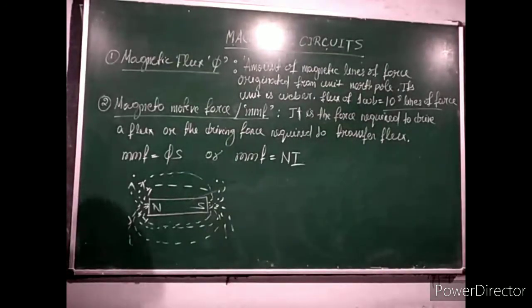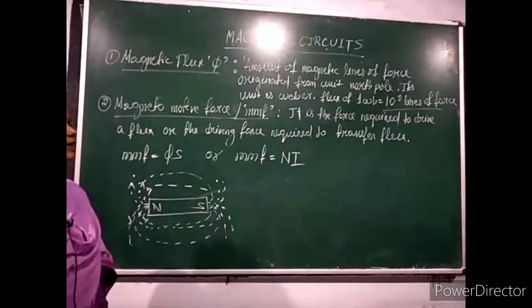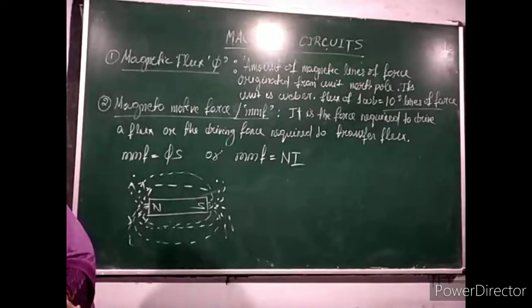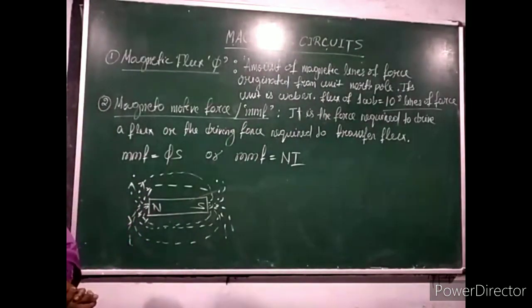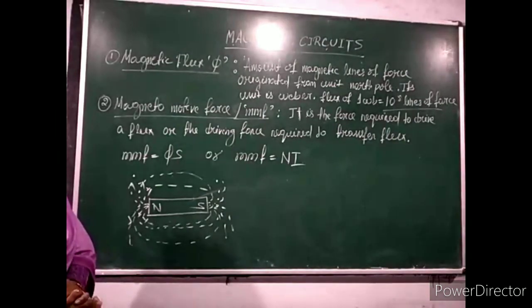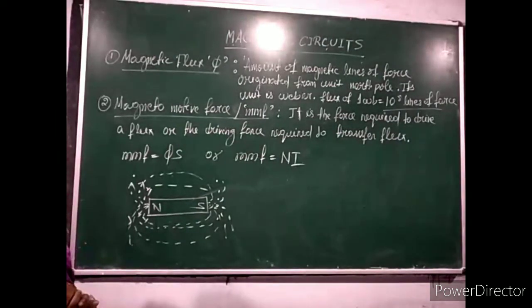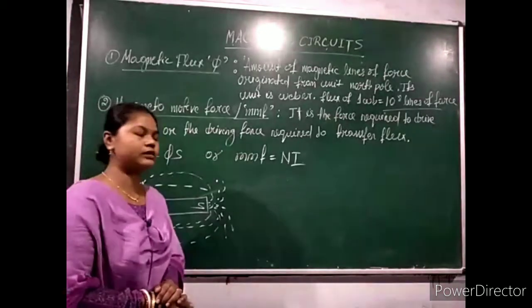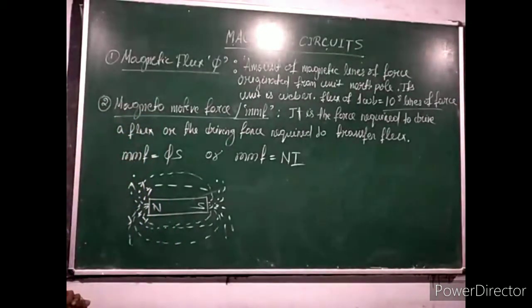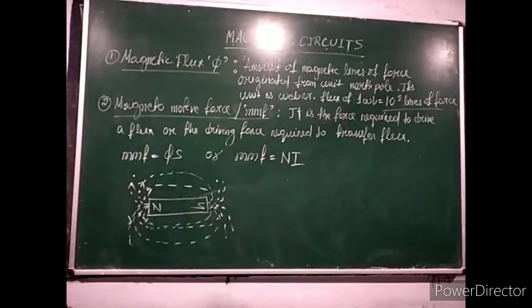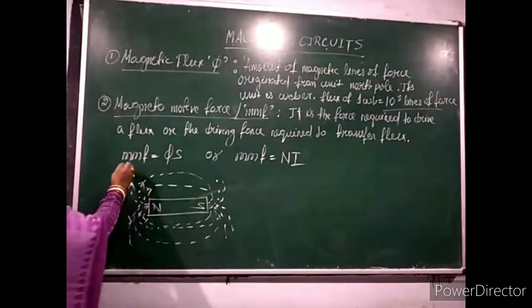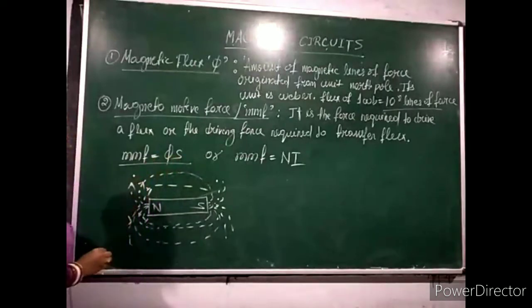The next one, magnetomotive force, or shortly named MMF. Like EMF in the electric circuit, the force required to move flux in the magnetic circuit is called magnetomotive force. Again I repeat, like in your electric circuit to move current, in a magnetic circuit the driving force required to transfer flux is known as magnetomotive force. It is mathematically represented as phi S. Phi is the flux, S is the reluctance.